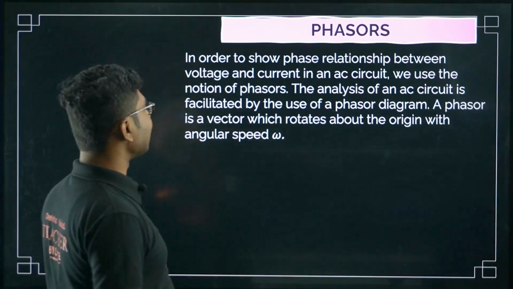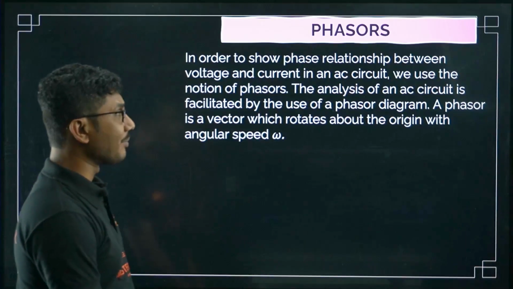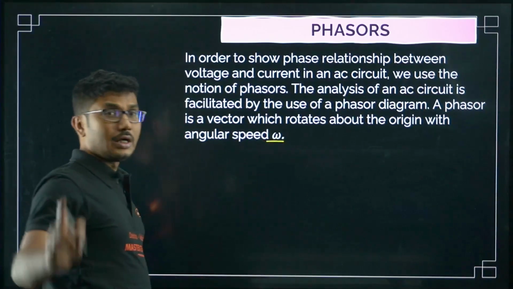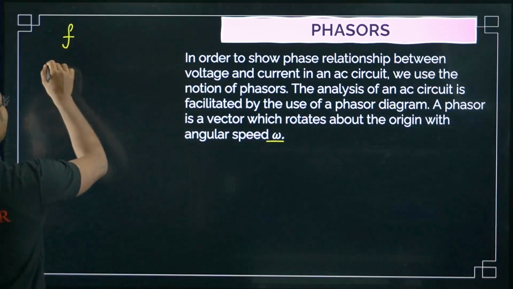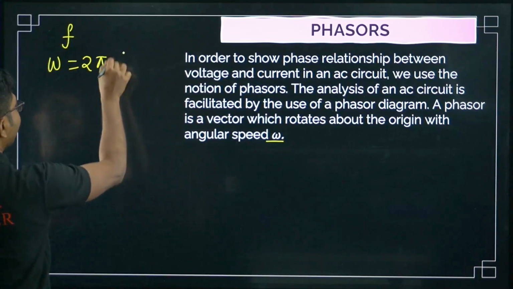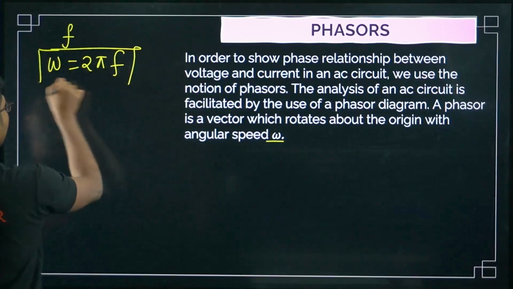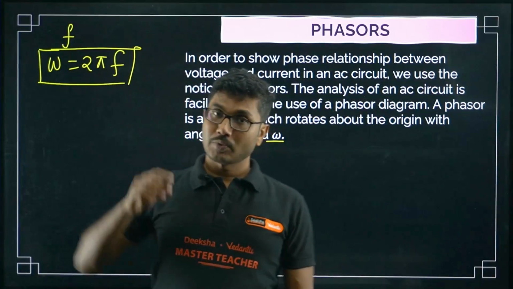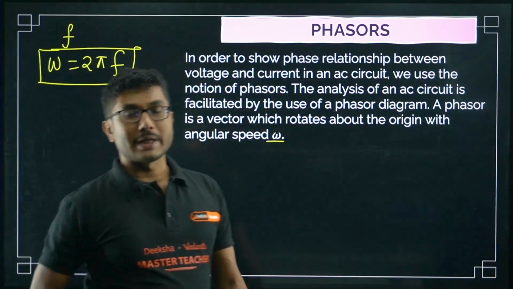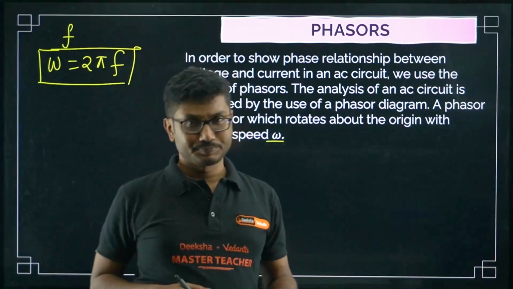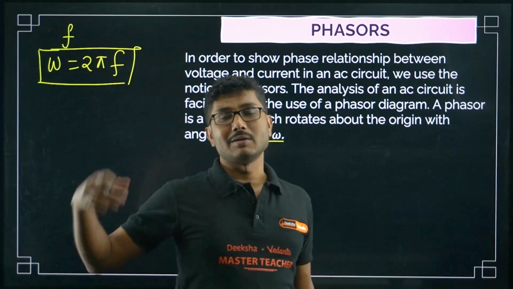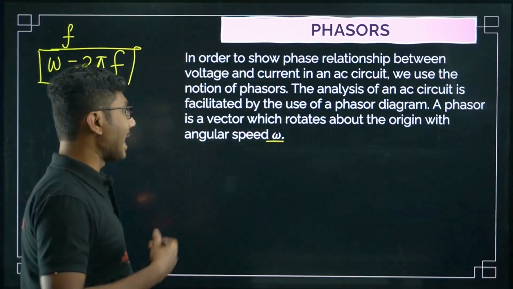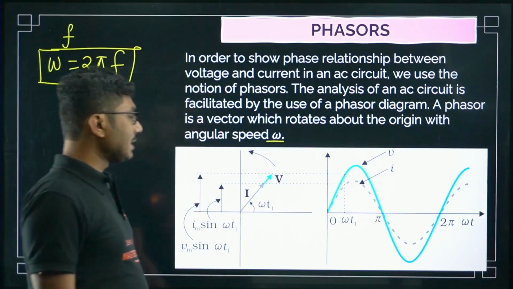The analysis of an AC circuit is facilitated by the use of a phasor diagram. A phasor is a vector which rotates about the origin with angular speed omega. If you remember, if the frequency is f, then omega equals 2 pi f. So if they give you the frequency of the AC wave, you can convert it into omega using this formula. Be very careful, as an objective question might come: what is a phasor? Is it a scalar, a vector moving in a straight line, or a vector rotating around an axis? A phasor is a vector rotating about an axis with angular speed omega. This is how we represent a phasor.